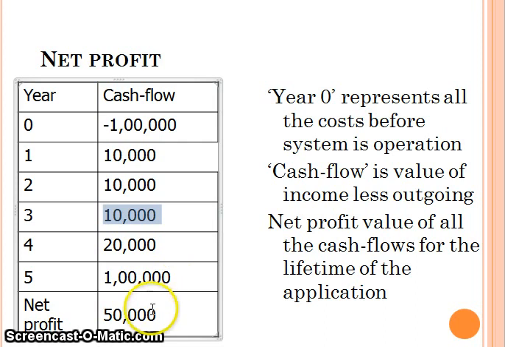So net profit in the sense you sum up all the cash flow starting from your investment till the lifespan of the project. So the net profit, it should be always greater, it should be a positive value. So net profit in the sense it is sum of all the cash flows up to the lifetime of the project. It must be a positive value.